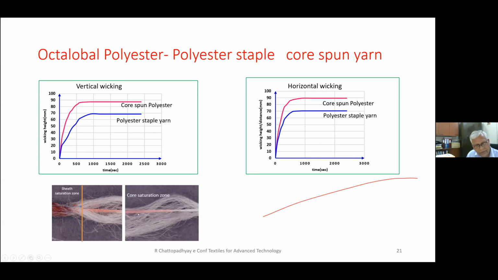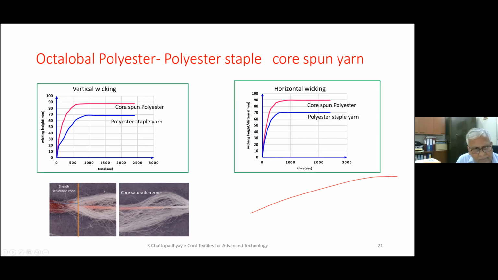The lower image shows the octalobal filaments. They are carrying the liquid very fast, you see. And on the surface, these are the polyester staple fibers. They take time to absorb the liquid and carry it forward, because the capillaries formed by the staple fibers are disjointed in nature. They follow a circular path, and there may be some migration between the fibers. So the capillaries are not very straightforward, and therefore it takes time for the liquid to move.